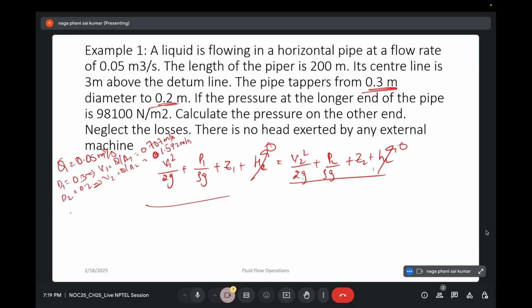We are also given P1 as 98100, right? Just substitute them, we'll be getting the final answer. Okay. So if you substitute them and if you calculate properly, we are supposed to get P2 as 99115 Newton per meter square. Okay.